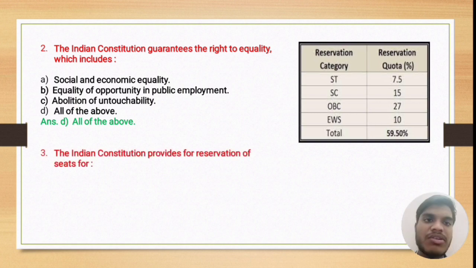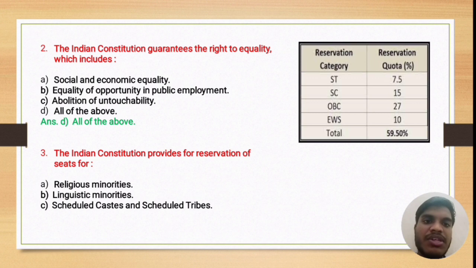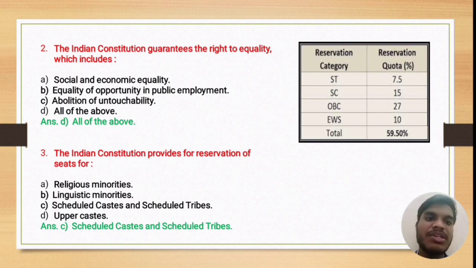Next, the Indian Constitution provides for reservation of seats for option A, religious minorities. Option B, linguistic minorities. Option C, scheduled castes and scheduled tribes. Option D, upper caste. And the answer is option C, scheduled castes and scheduled tribes.